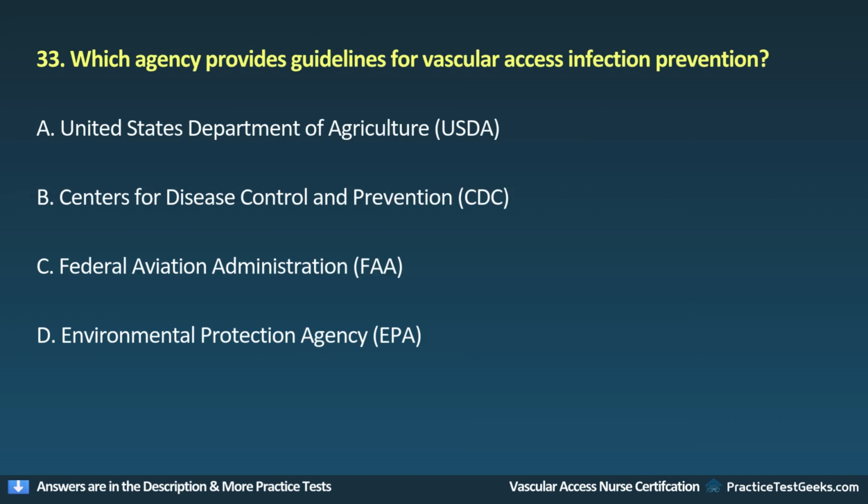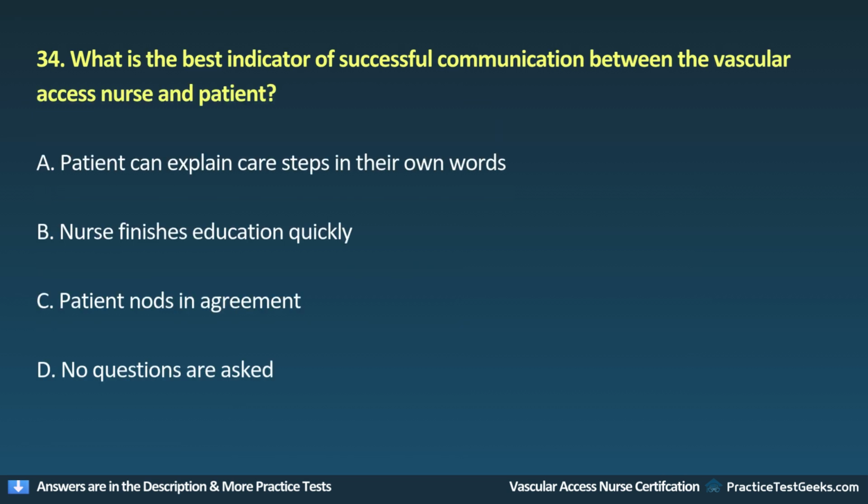33. Which agency provides guidelines for vascular access infection prevention? A. United States Department of Agriculture, USDA. B. Centers for Disease Control and Prevention, CDC. C. Federal Aviation Administration, FAA. D. Environmental Protection Agency, EPA.